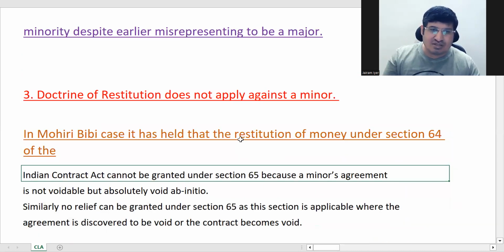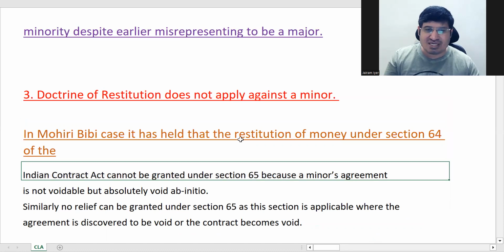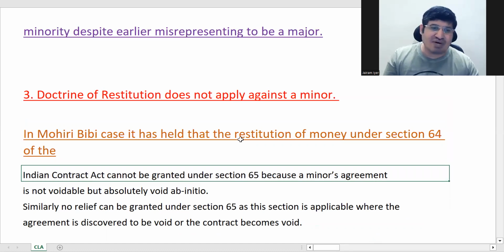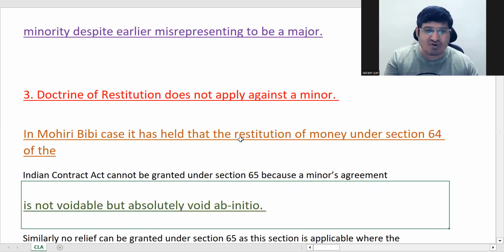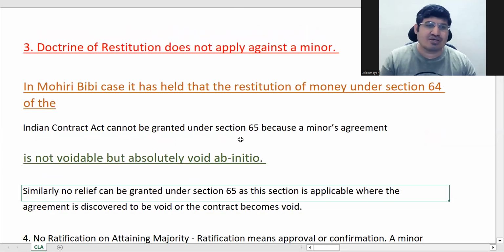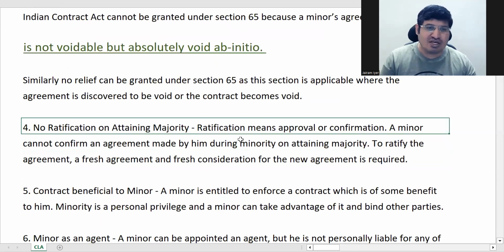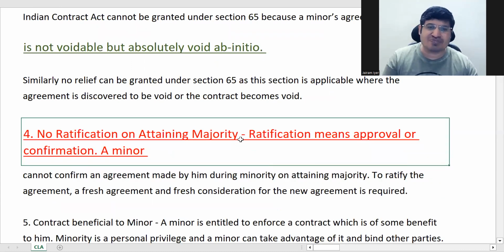So this is the thing in general. I have explained to you what it is. Here it was held that a contract with a minor is not voidable but absolutely void ab initio. It is not voidable; it is not that it has become void now. It is fully void, and restitution does not apply. So the third one is that restitution does not apply. Then the next point is no ratification on attaining majority.